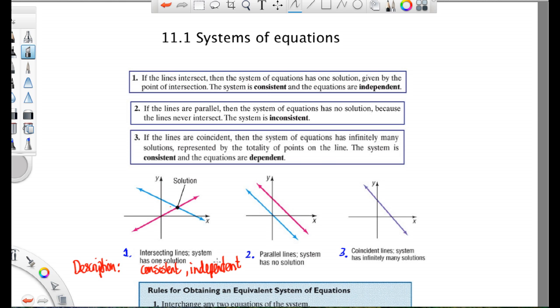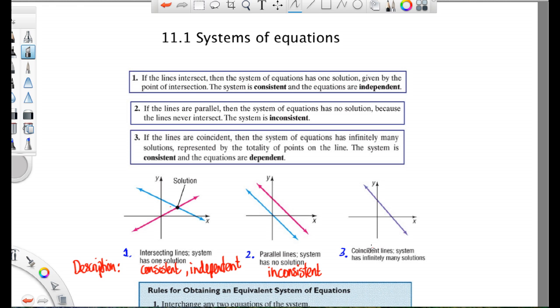Okay. There's a second version that we could have here. If the lines are parallel, then there isn't a solution, and that means that we would call this an inconsistent system. Alright, and then the third one would be when we have two lines that are on top of each other, and then there are infinite solutions.